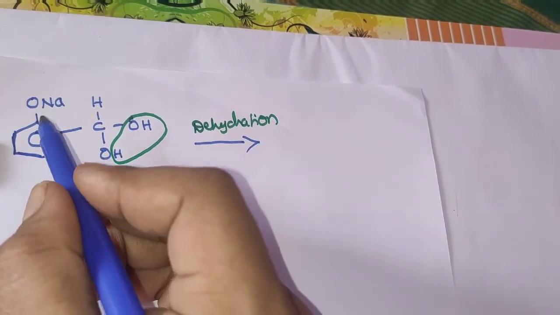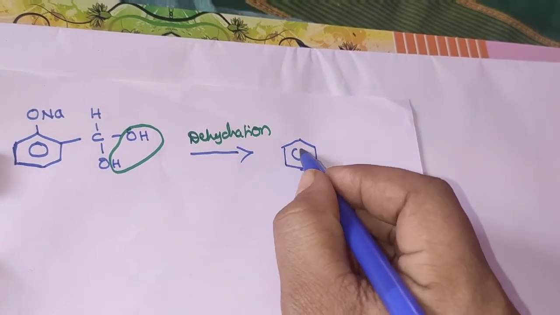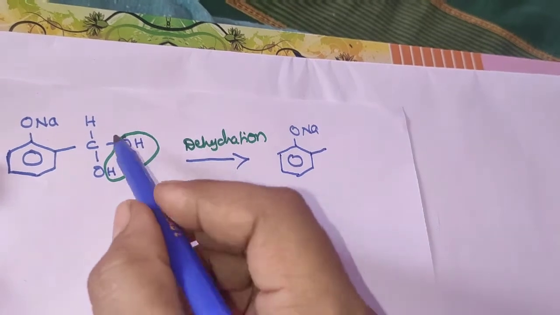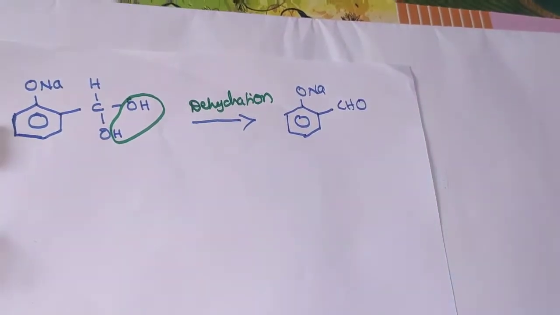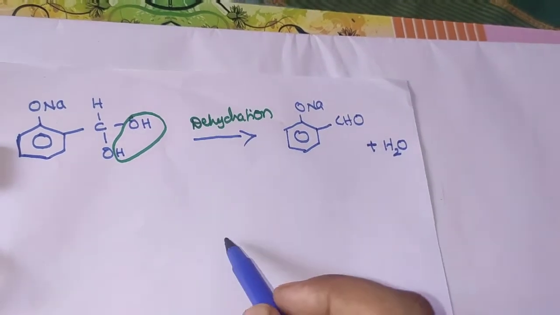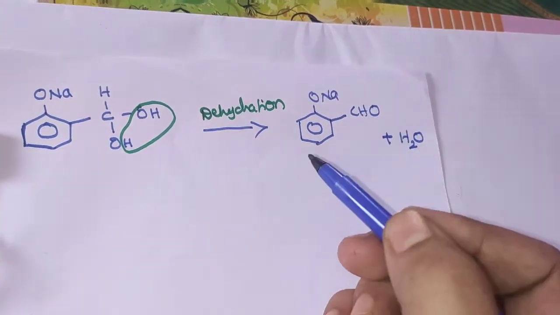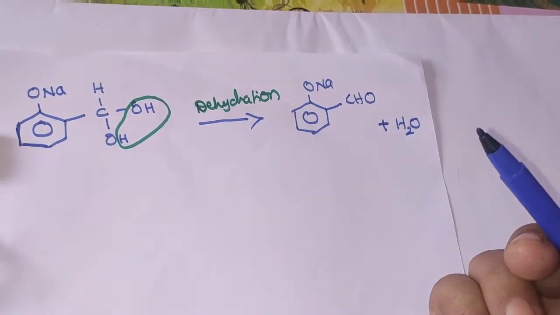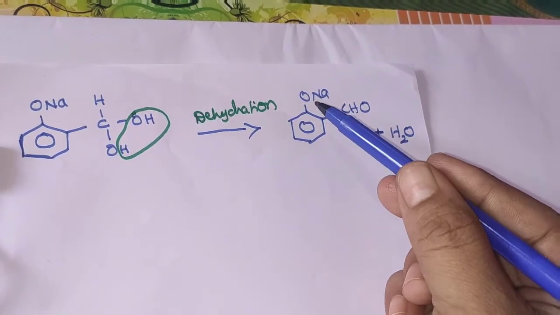So the remaining ONa, that is sodium phenoxide, will be left constant, ONa. Then what will be left, after the elimination of the water molecule, is CHO. So here an H2O molecule will be eliminated. For obtaining perfect salicylaldehyde, what is needed? Salicylaldehyde has a molecular formula in which the benzene ring is constituted with the CHO and OH groups.